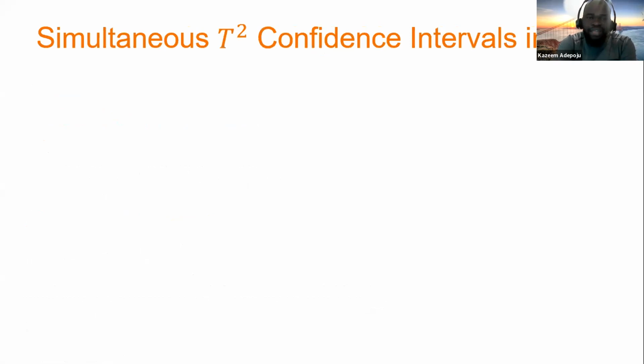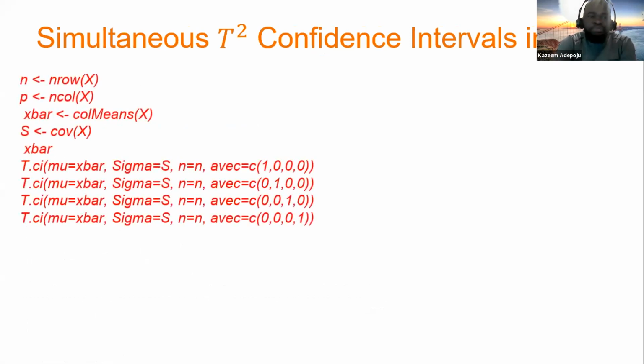Now the last thing I'm going to show you today is how we compute the confidence interval. When you are dealing with univariate testing, we normally have a confidence interval. Here, since we are talking about vectors of means, it's going to be called the simultaneous T-square confidence interval. This is the code that you're actually going to write. It takes n, the number of rows of x, the p, the x bar, and the variance covariance.